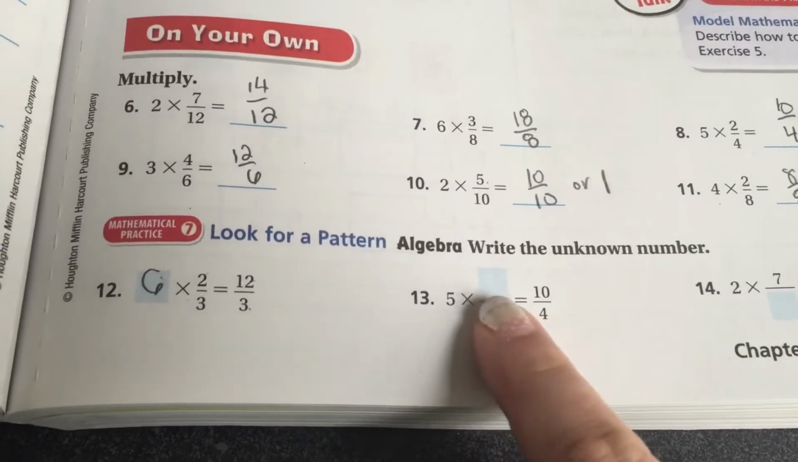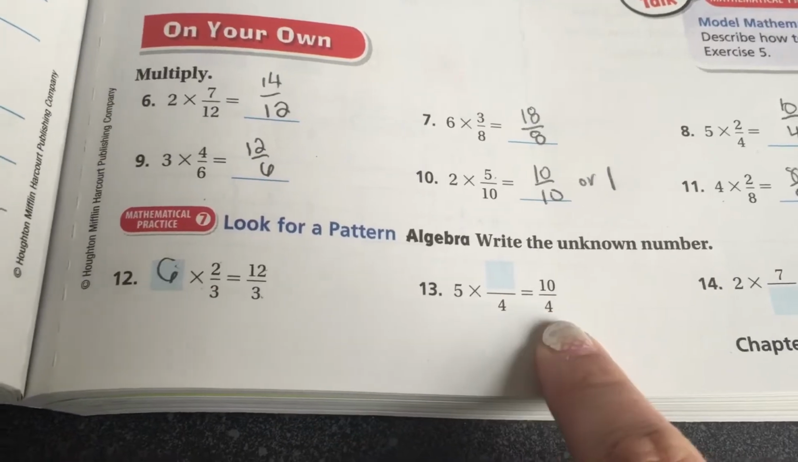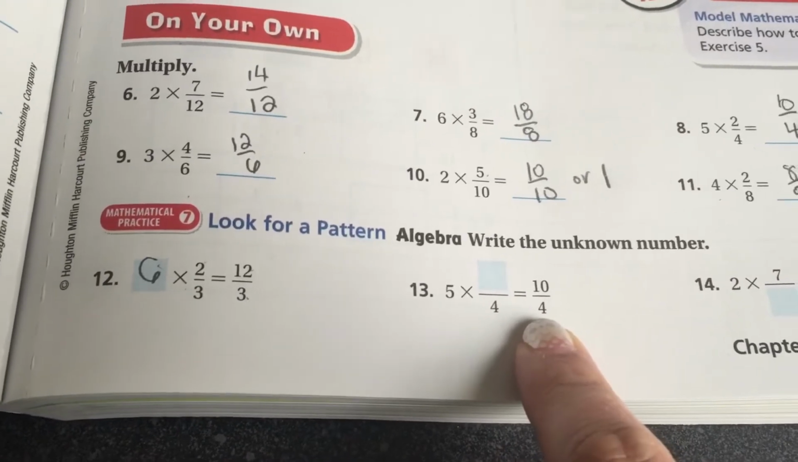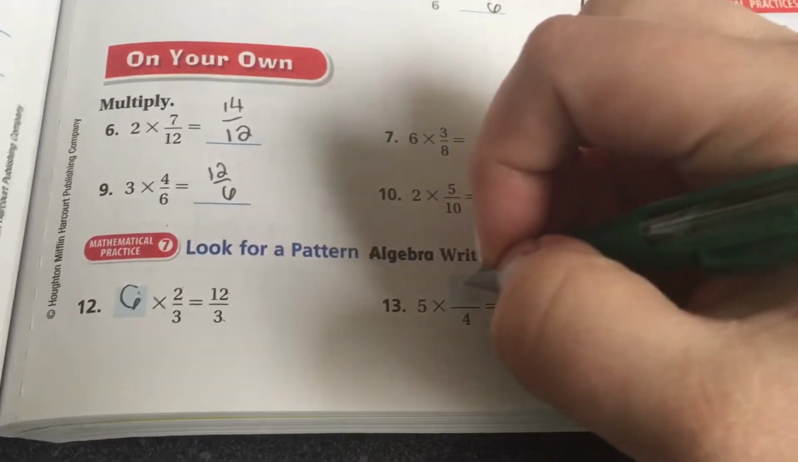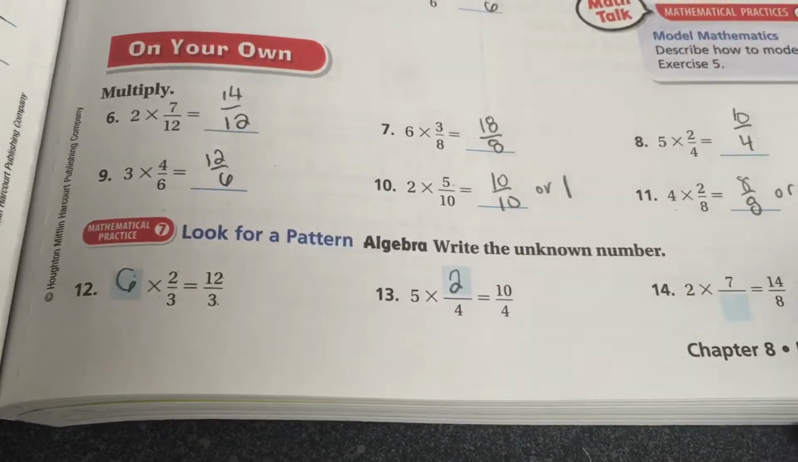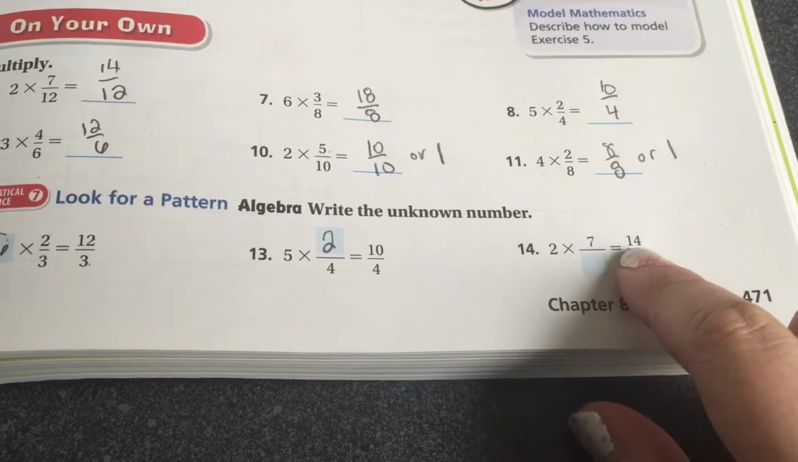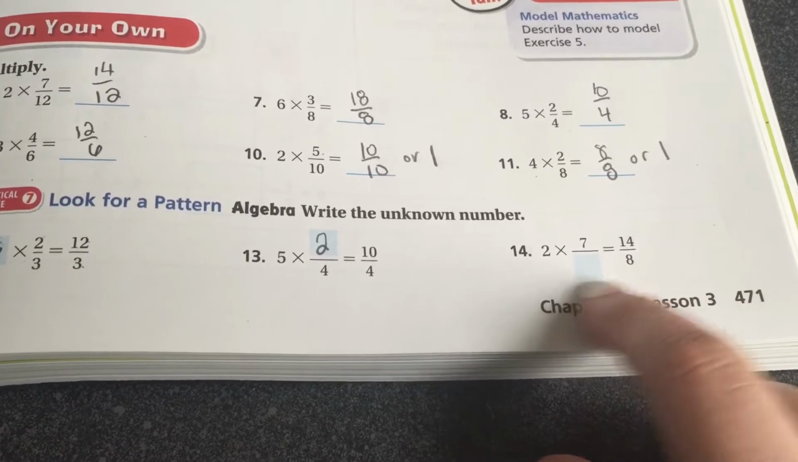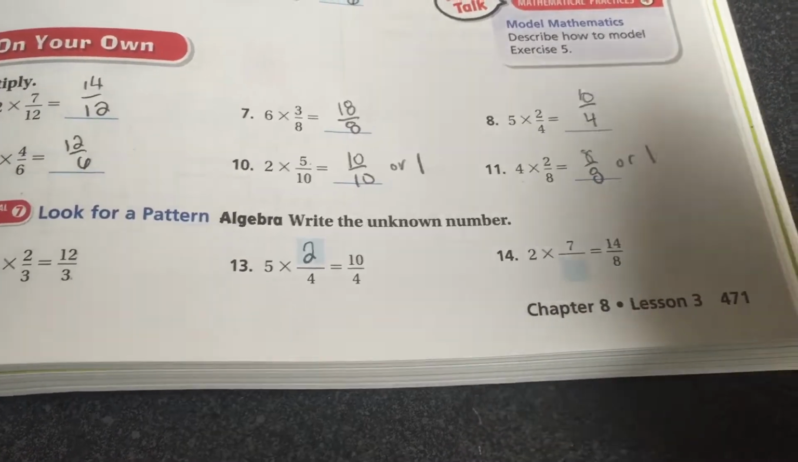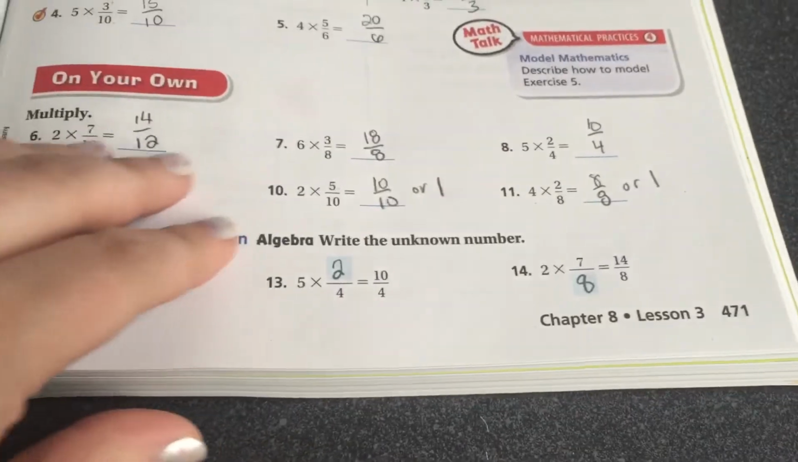Same thing with this one. What number times 5 gives us 10? Because the denominator hasn't changed, so that stayed the same. I know that 5 times 2 is 10. And this one, 2 times 7 is 14, so that's cool. Then my missing number is 8ths. So I just need to put the 8 there because the denominator doesn't change in these.